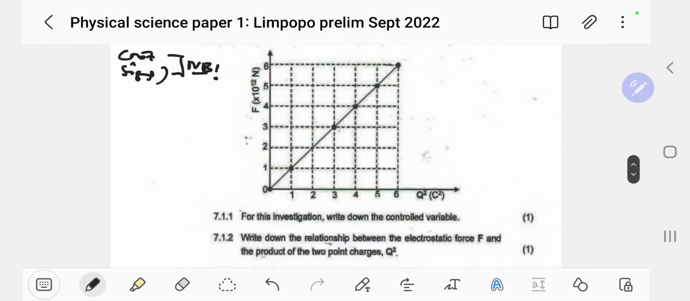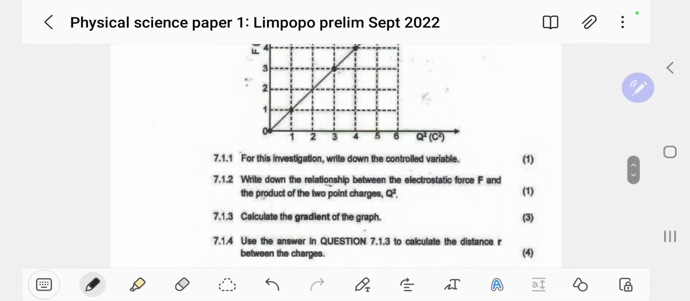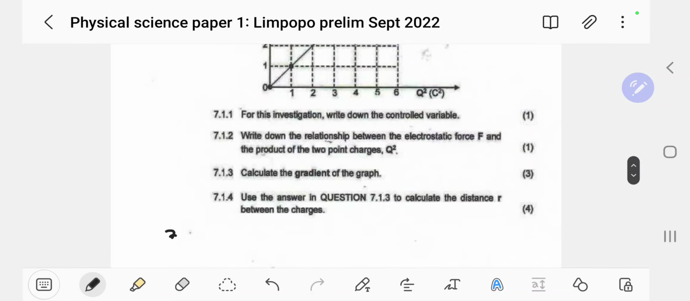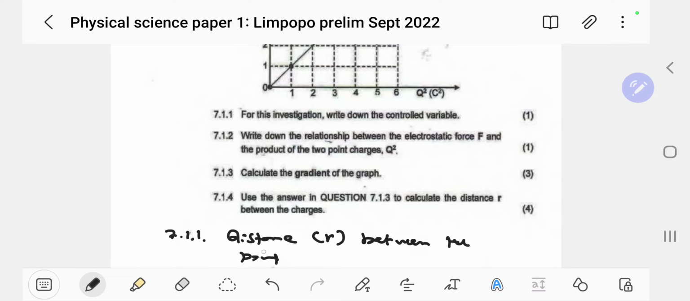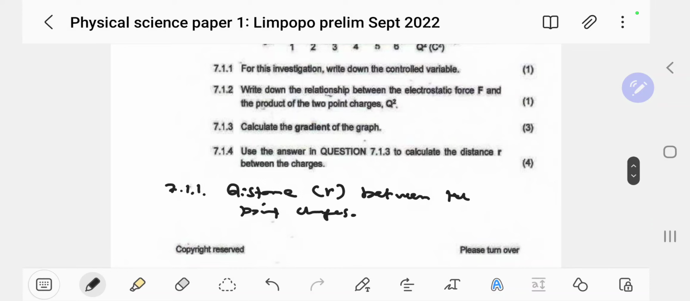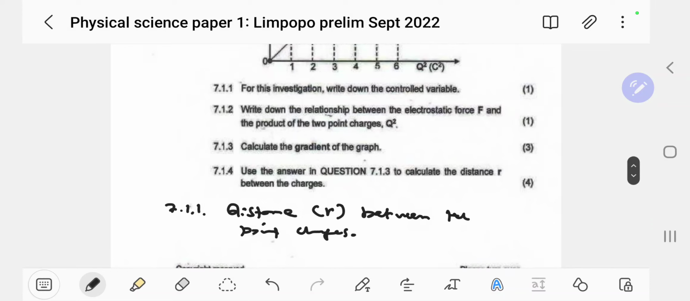Okay, great. Now, it says for this investigation, write down the controlled variable. So we have 7.1.1. Of course, it is the distance R between the point charges. Okay, that is the controlled variable because we kept it the same throughout.